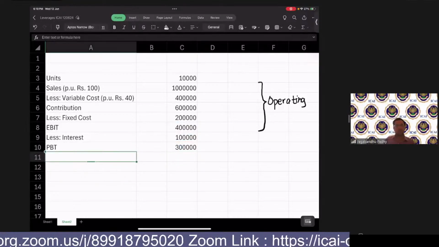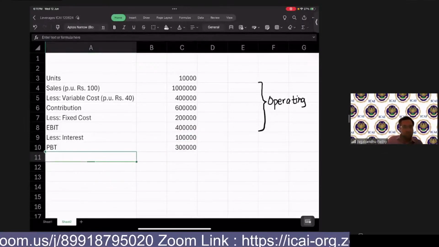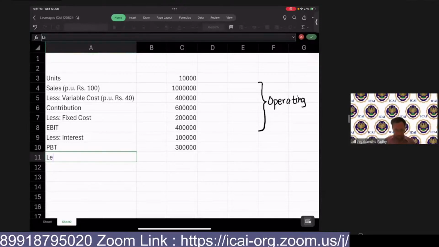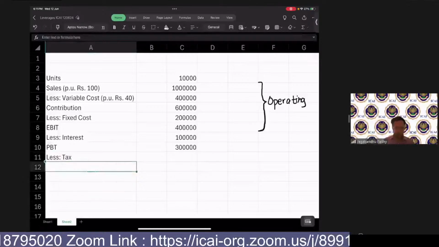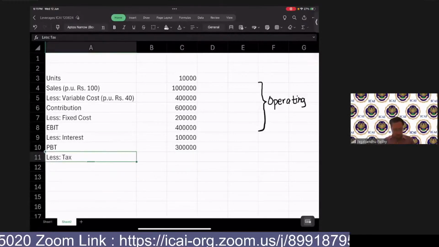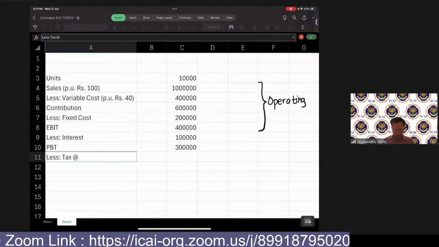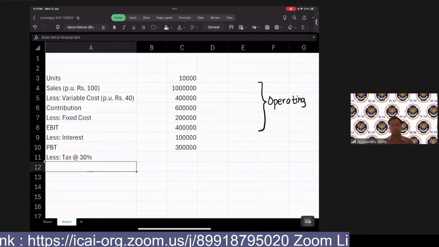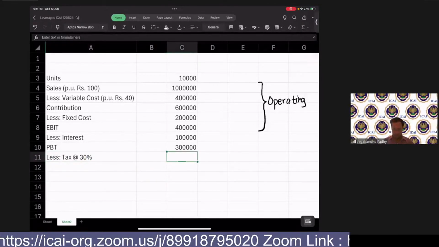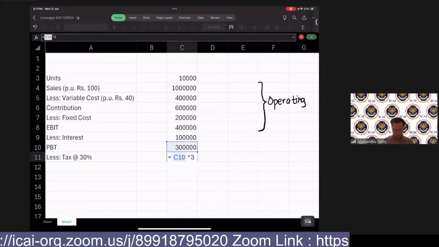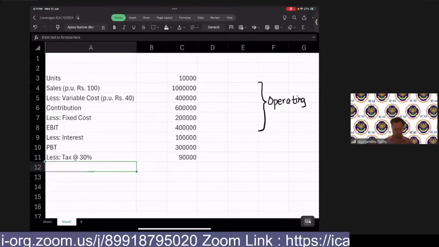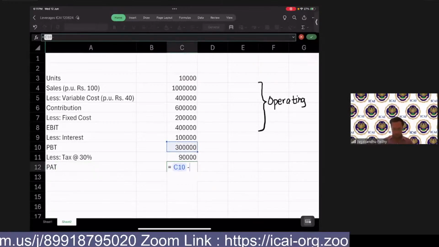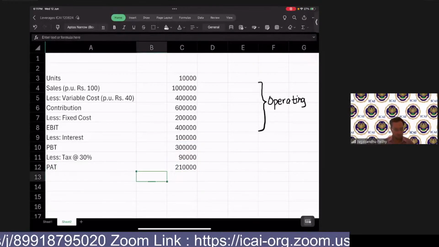Of course, profit before tax is not what our shareholders are going to receive. Our shareholders are definitely going to receive the after tax income. We need to reduce tax. So let's say tax is at the rate of 30%. We have 3 lakh into 30%, 90,000. Finally, we have a profit after tax of 2 lakh 10,000.